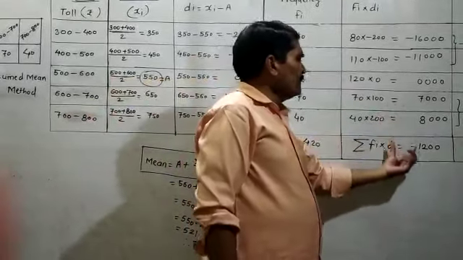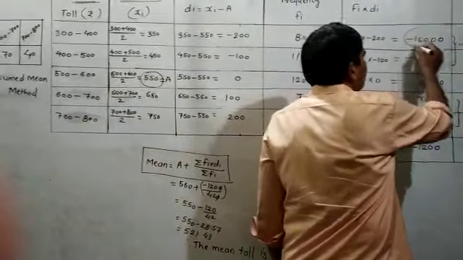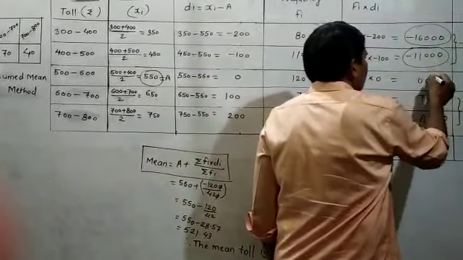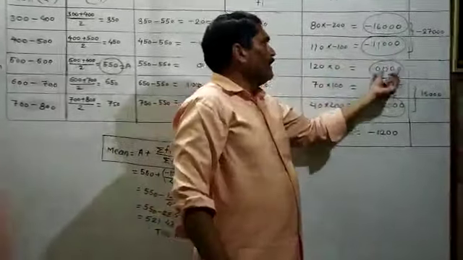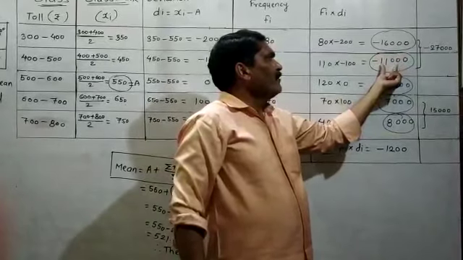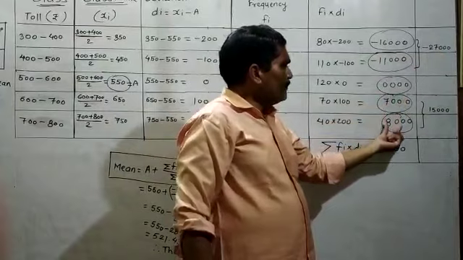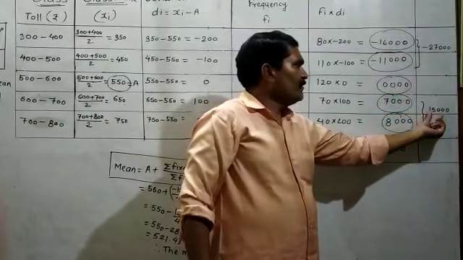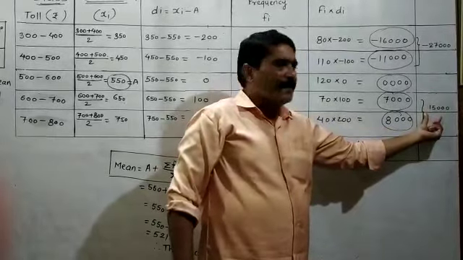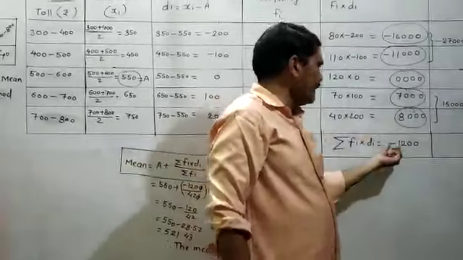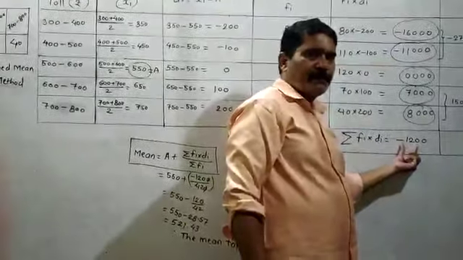In this column, you have to find the sum of Fi Di. You have to add all these: this plus this plus this plus this plus this. When you add the negative numbers, it will come to minus 17000. When you add the positive numbers, it will come to 15000. This one is negative, this one is positive. Find the difference between their magnitudes and give the sign of the greater magnitude. The sum of all the numbers will be minus 1200.